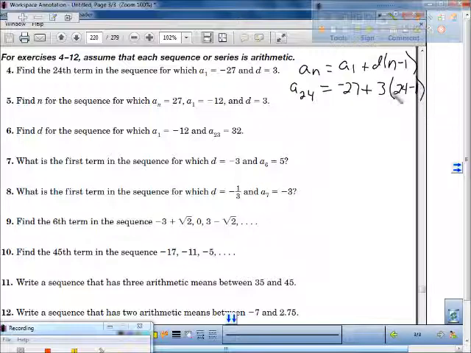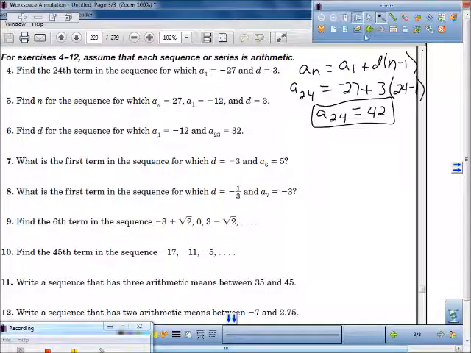Okay, and so if we go through and simplify this, we end up with a sub 24, the 24th term, is equal to 42. Alright, now in the fifth one, if you need more help with this one, you can refer to other videos, but for number 5, we're going to use the same formula.